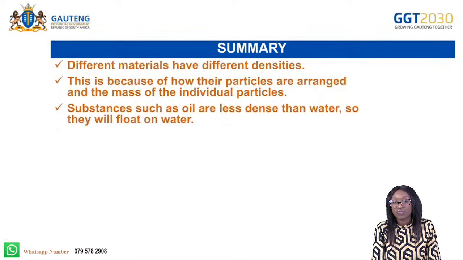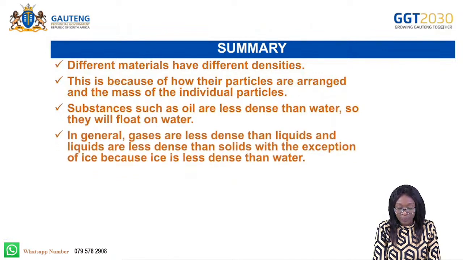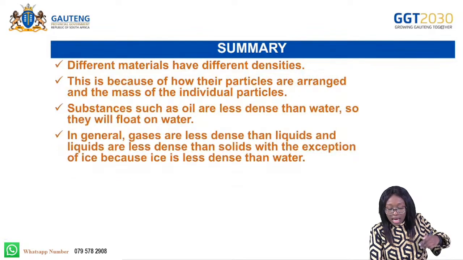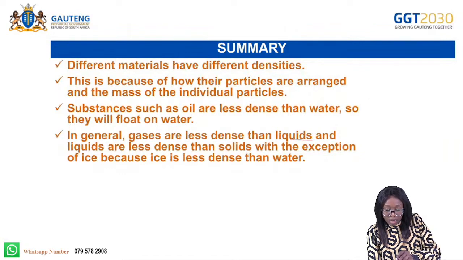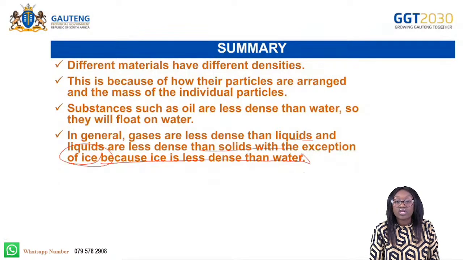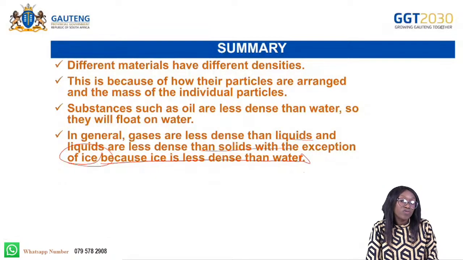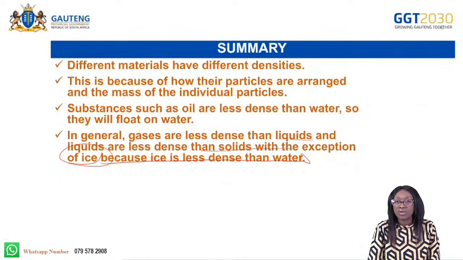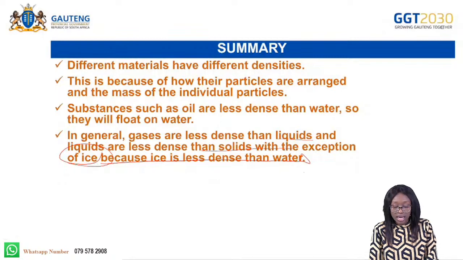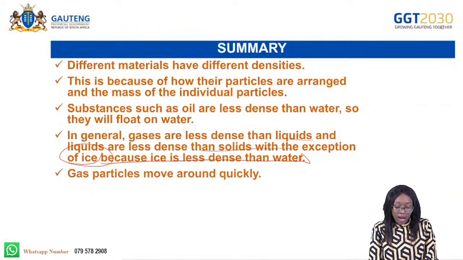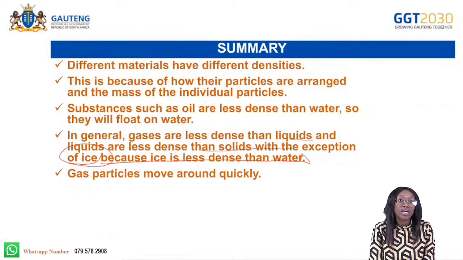Other substances that will float on water are wood, because wood is less dense than water. Then, in general, gases are less dense than liquids, and liquids are less dense than solids, with the exception of ice. Ice is less dense than water. Ice will float on water. You will have a big iceberg floating in the ocean, or an ice cube floating in your cold drink or in your glass of water, because ice is less dense than water.